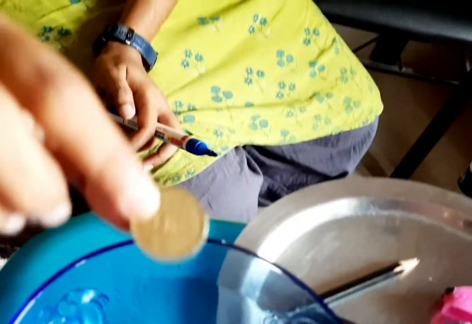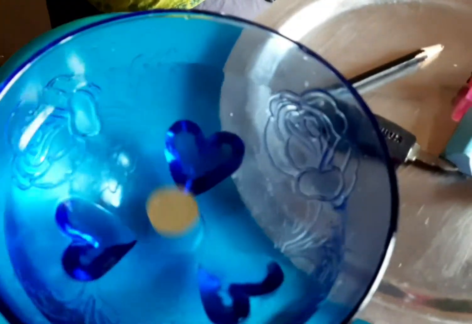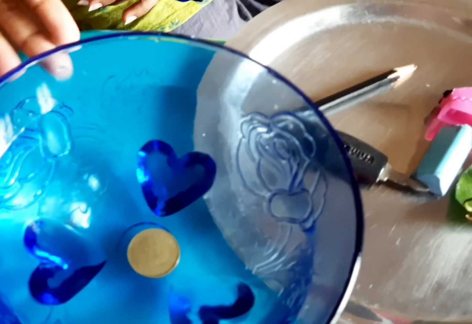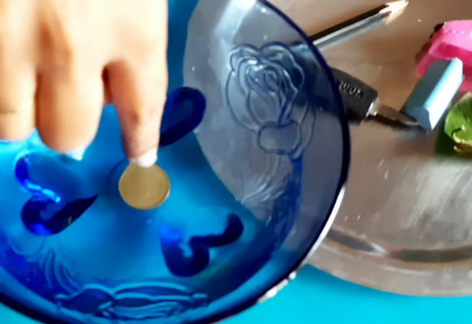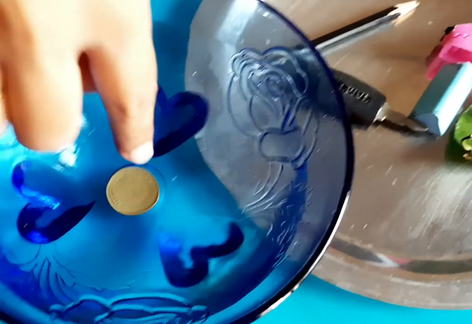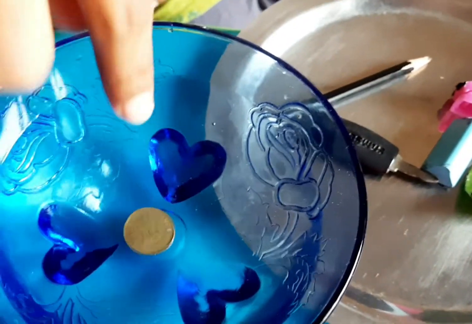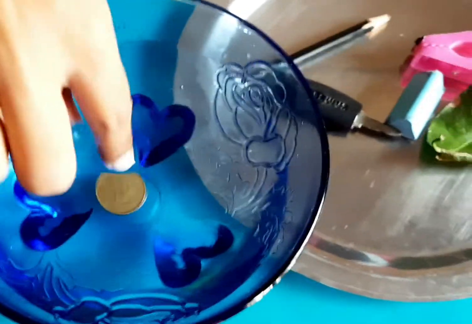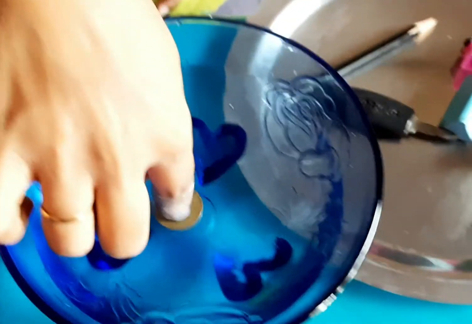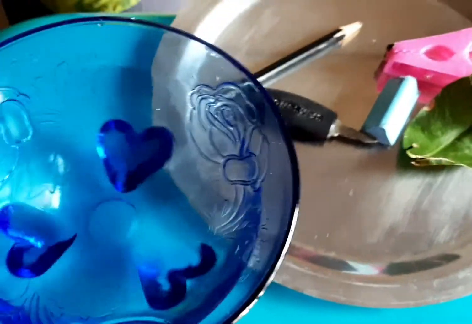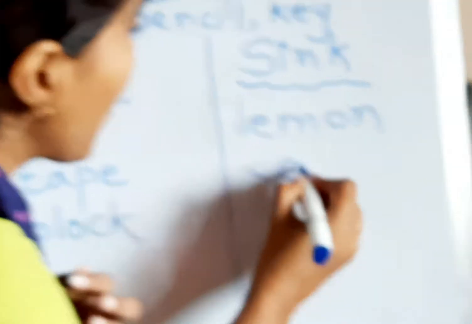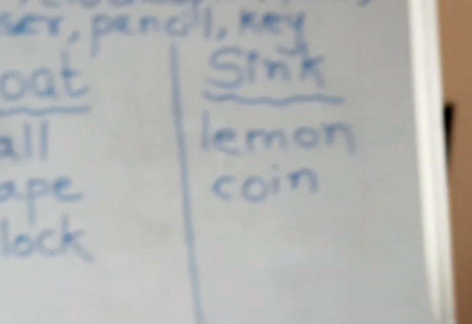Yes, now here I have a coin, and this coin I put in the water and see what happened. Again this coin has gone down at the bottom of the bowl. That means the coin sinks in the water. So let us write the name of the coin under the sink column. So a coin sinks in the water.